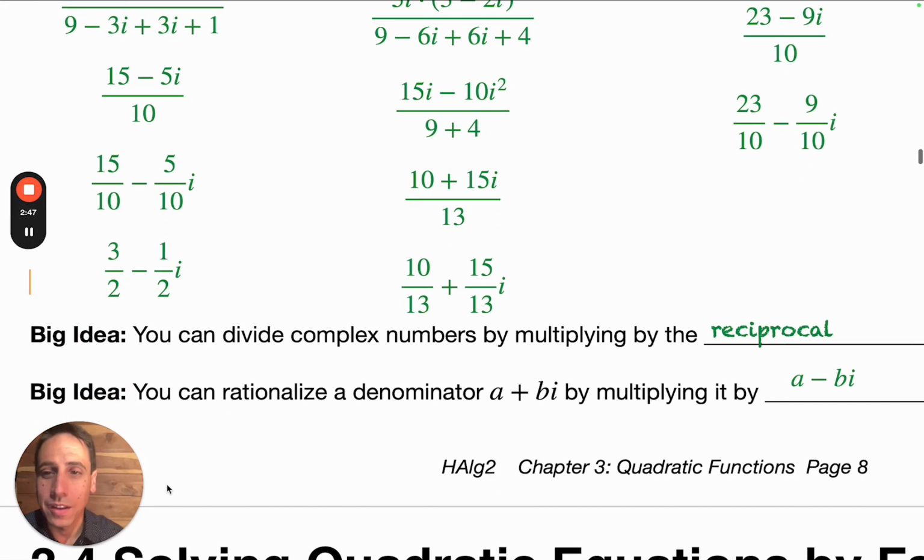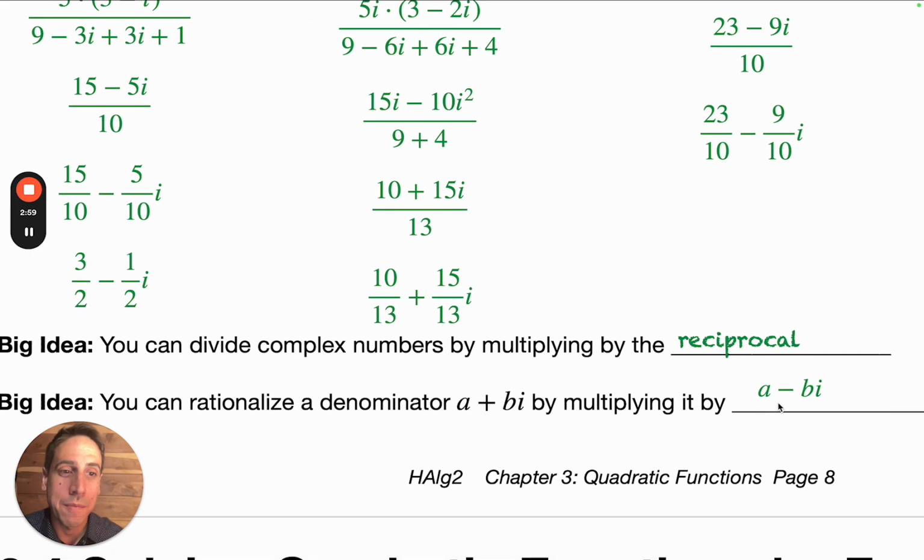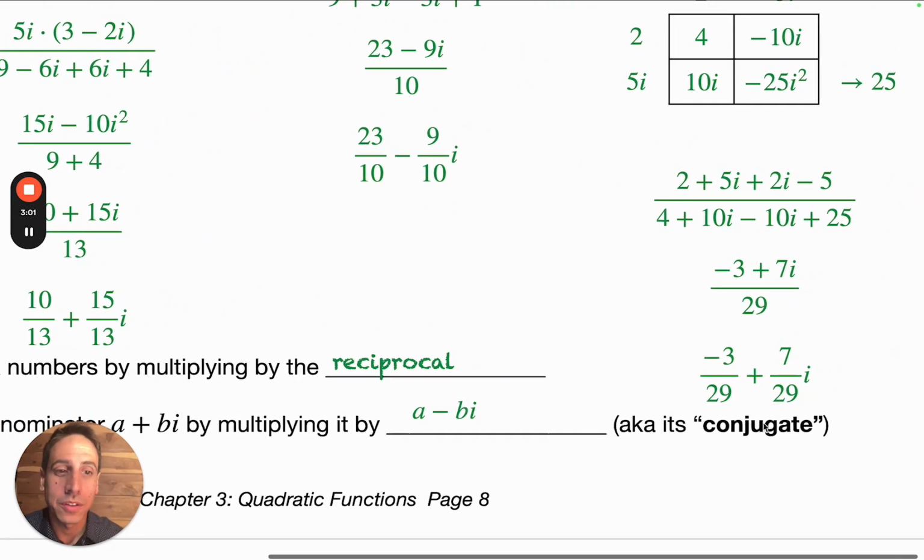Then the second big idea is you can rationalize the denominator, turn the denominator into a rational number with no i at all. If the denominator is written in the form of a plus bi, then you multiply it by a minus bi, which is called, this is a new vocabulary word, everyone say it with me, conjugate. And there it is.